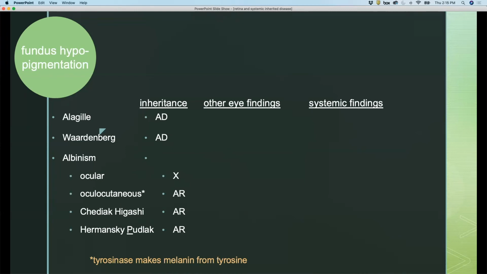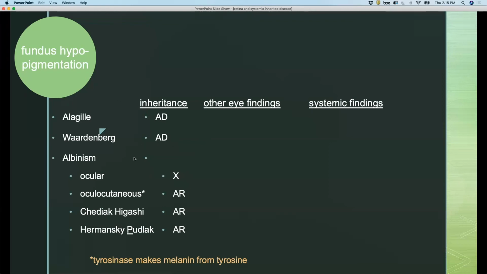We'll have to come up with a good way to remember the ocular being X-linked and the oculocutaneous being recessive. And in oculocutaneous, there's a mutation in tyrosinase, which makes melanin from tyrosine. So that might be on a test. And then there's Alagille and Waardenburg, which are both dominant.